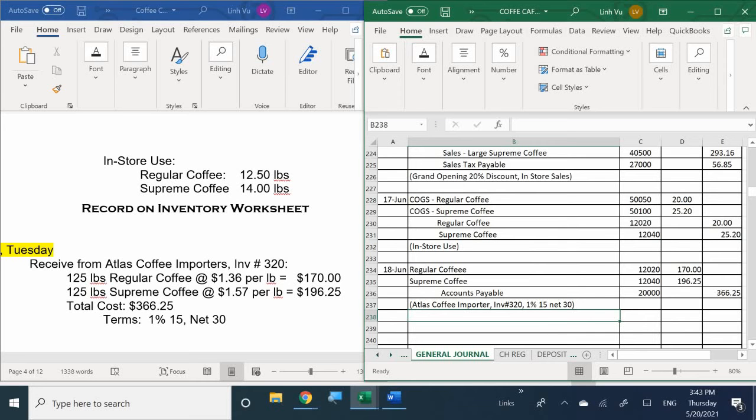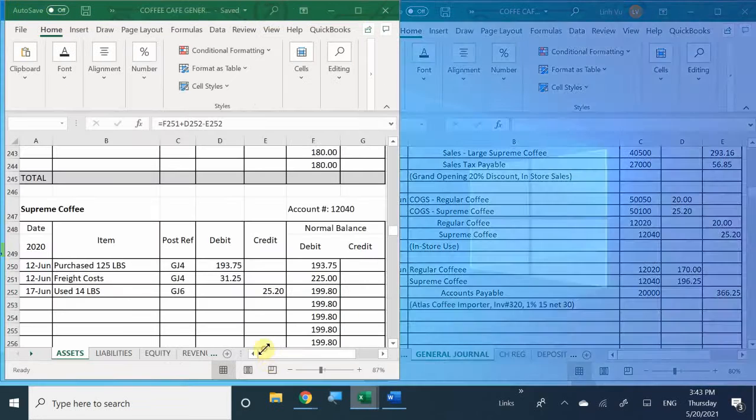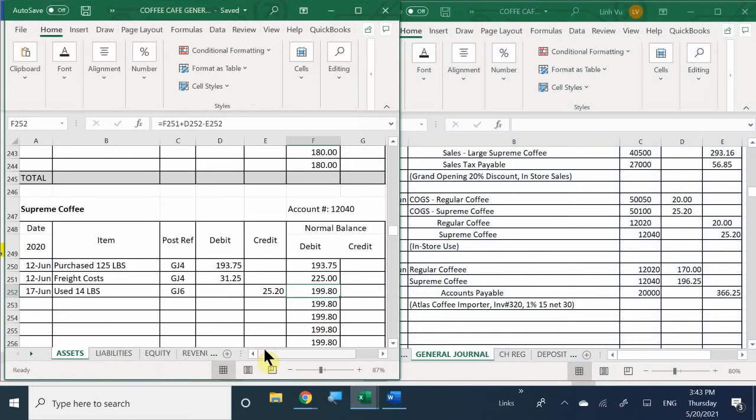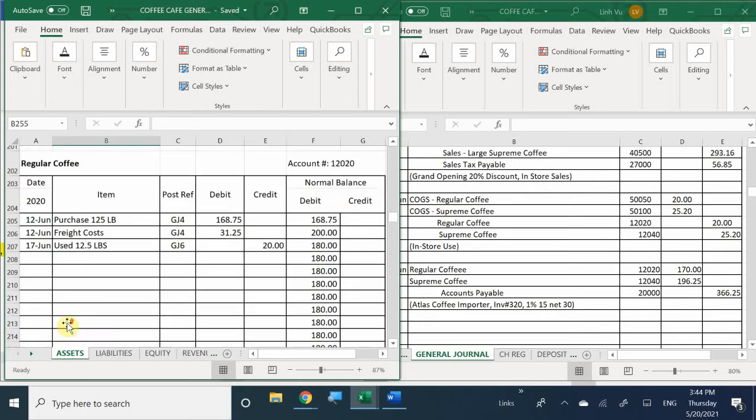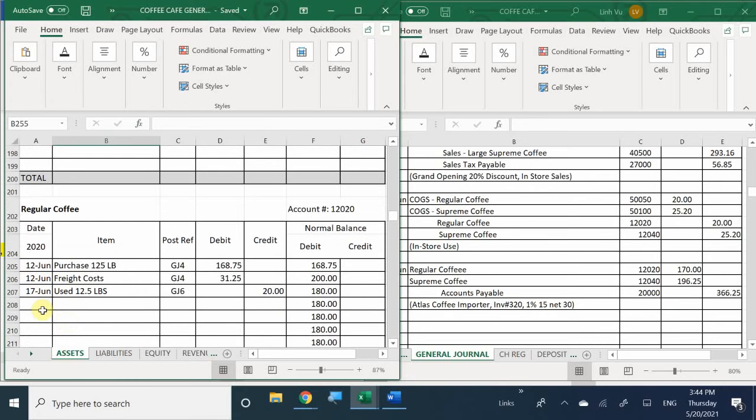Okay. Then I would go to the general ledger next. I would go under the assets to the regular coffee. Okay, so here we are, regular coffee.